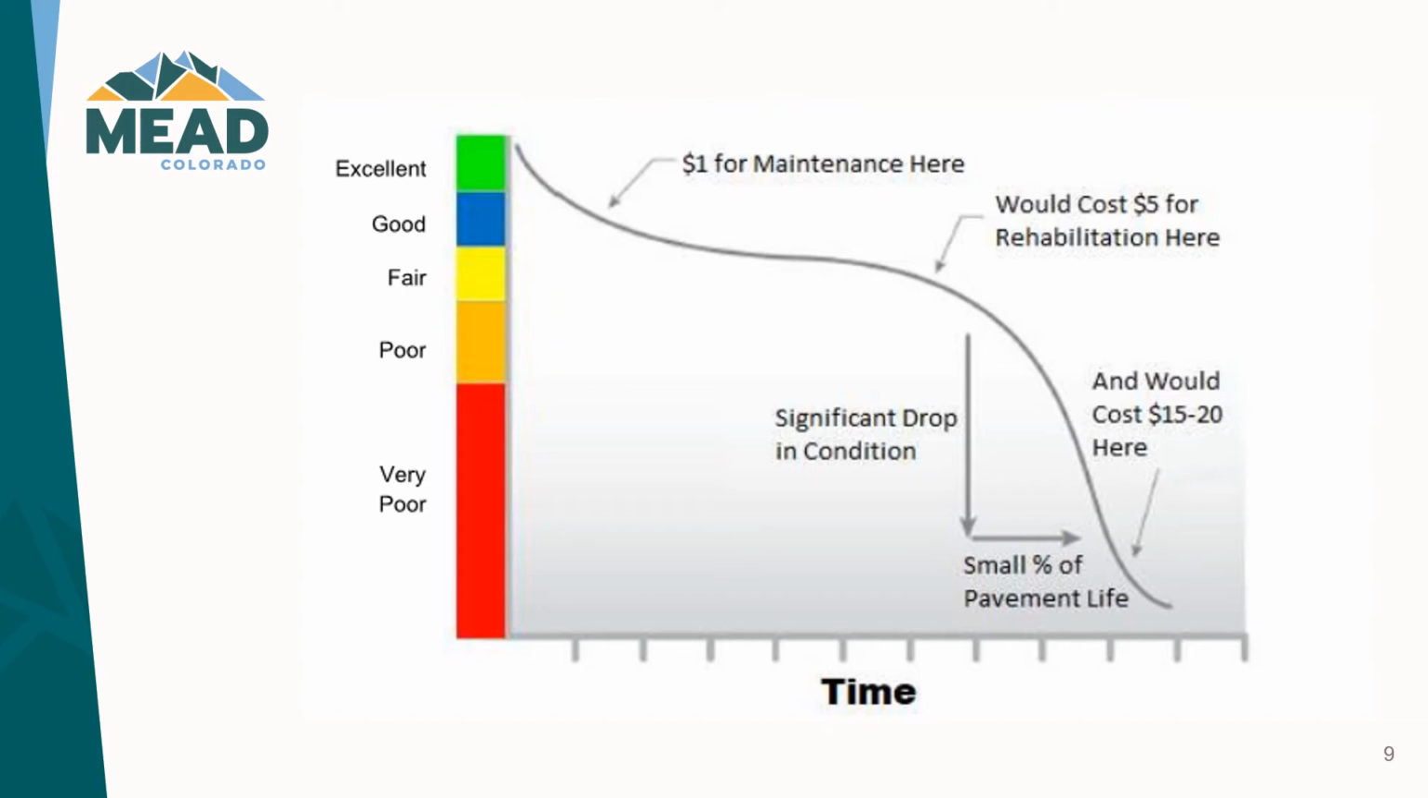So we can maintain more miles at a lower cost if we catch them early in the pavement life. If we wait till the end of the pavement life, fewer miles are maintained at the highest cost. So really a good program needs a mix of preservation, rehabilitation, and reconstruction to keep the overall network as a whole in good condition.